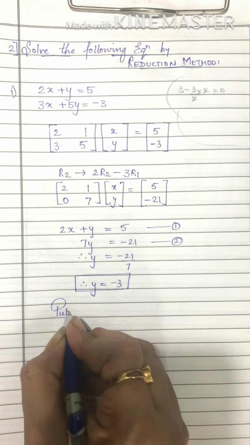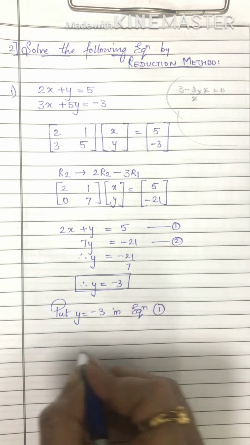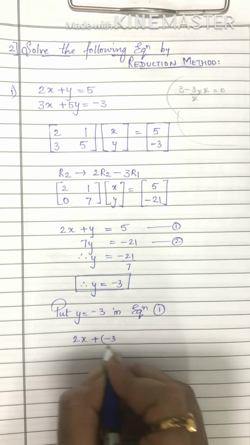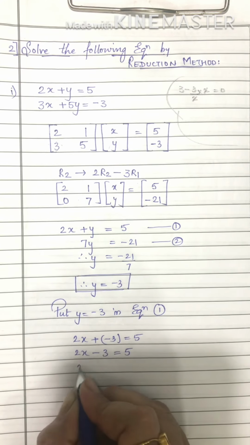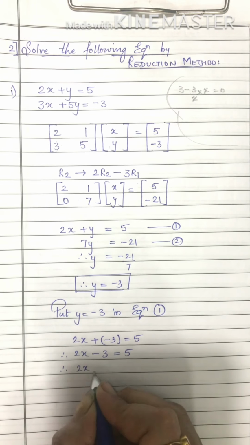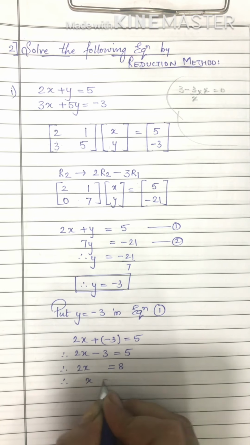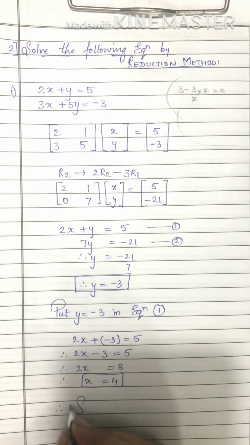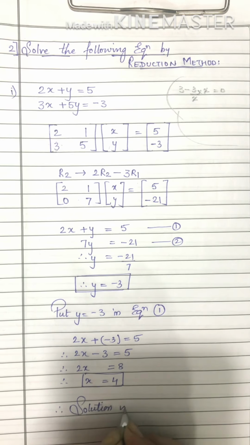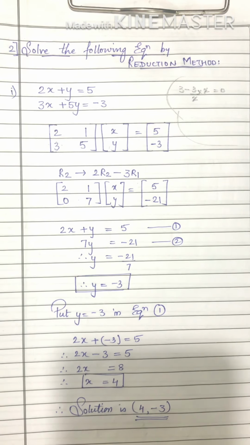And then I put y is equal to minus 3 in equation 1. So I get 2x plus minus 3 is equal to 5. That will give us 2x minus 3 is equal to 5. So therefore 2x is equal to 5 plus 3, that is 8. Therefore x is equal to 8 upon 2, that gives you 4. Therefore the solution is 4 comma minus 3. Okay, this is how we solve the simultaneous equations by the reduction method.